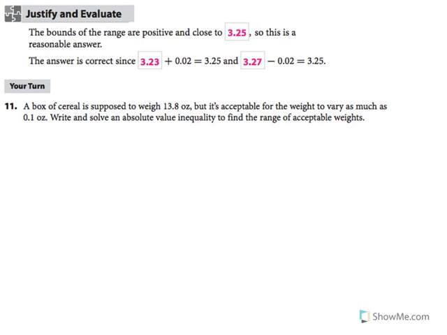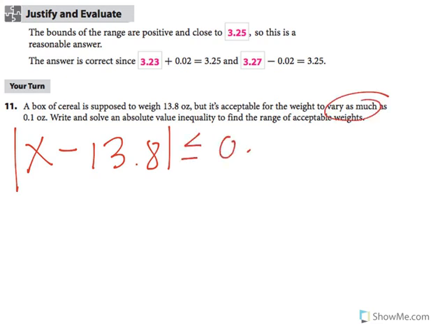Right, so then this is our turn to do the next example. A box of cereal is supposed to weigh 13.8 ounces, but it's acceptable for the weight to vary as much as 0.1 ounces. Write and solve an absolute value inequality to find the range of acceptable weight. Okay, so then we know that x is the weight that varies, minus the supposed weight, and it says as much as, so that means less than or equal to 0.1.